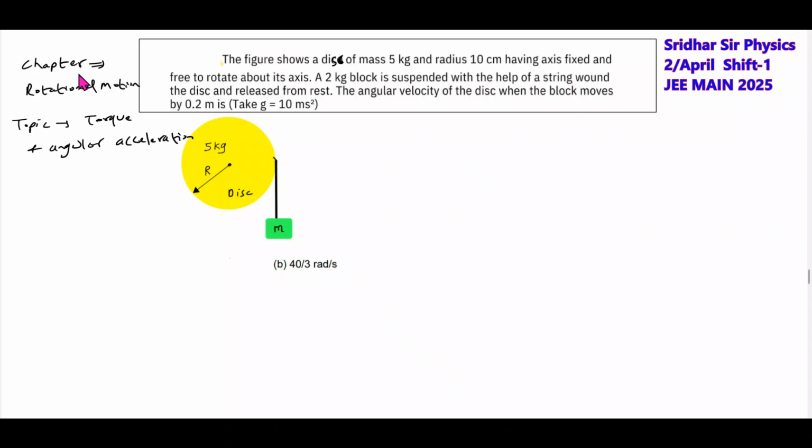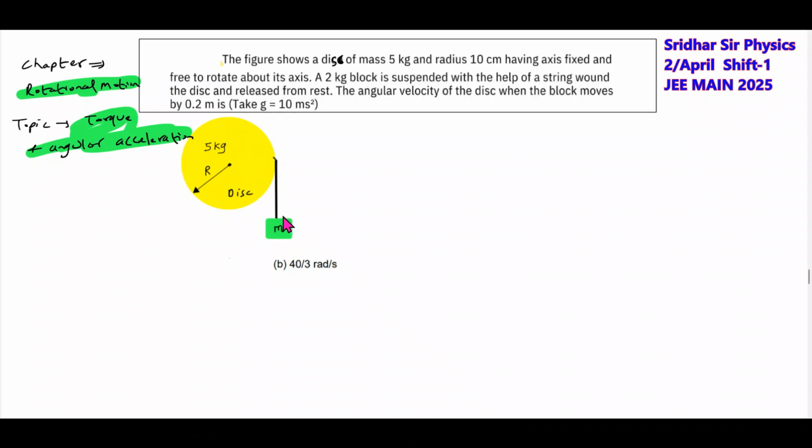Okay, the chapter name is rotational motion. The topic is torque and angular acceleration in the rotational motion chapter. Now let me read the question. The figure shows a disk of mass 5 kg and radius 10 cm, having its axis fixed and free to rotate about this axis.